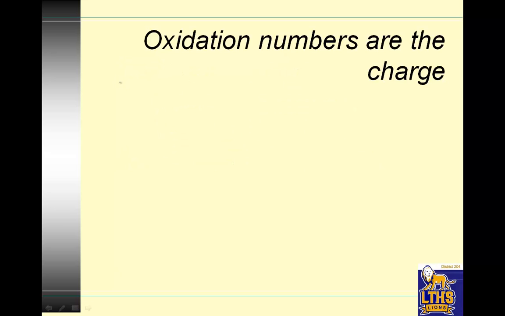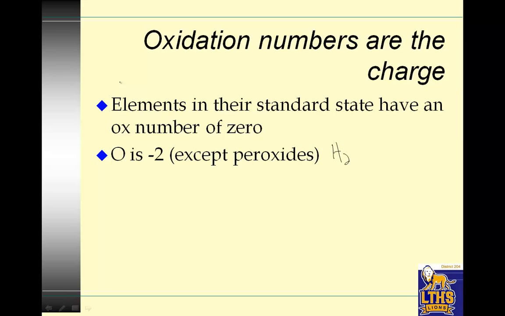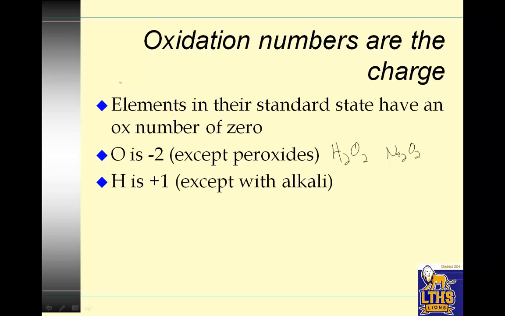Oxidation numbers are the charge. Elements in their standard state have an oxidation number of 0. Remember, oxidation number is charge. O is negative 2, except in peroxides. An example of a peroxide would be H2O2 or Na2O2, and there are no other examples of peroxides. In a peroxide, oxygen is negative 1. H is plus 1, except when it's with an alkali metal, like NaH, in which case hydrogen would be negative 1.